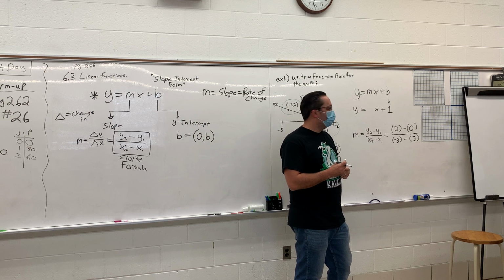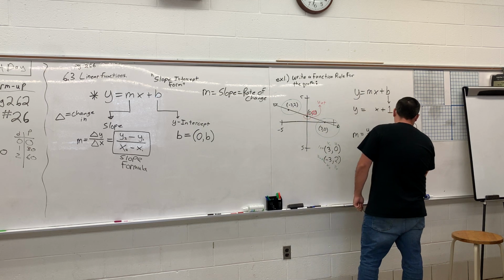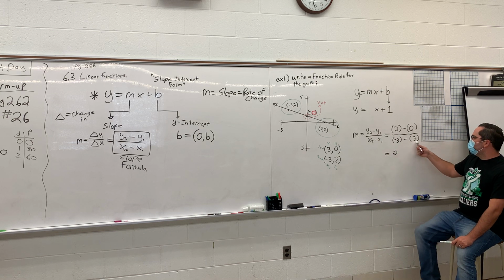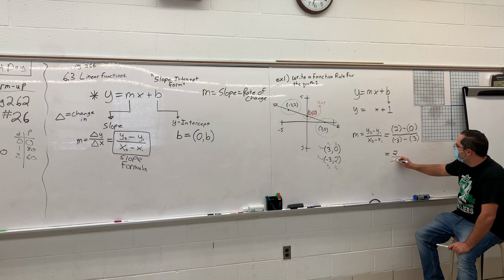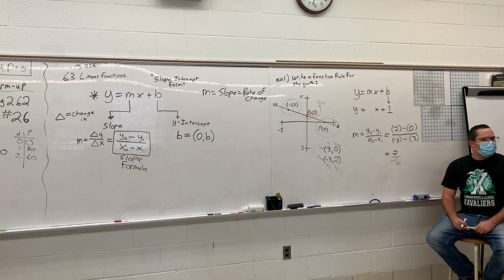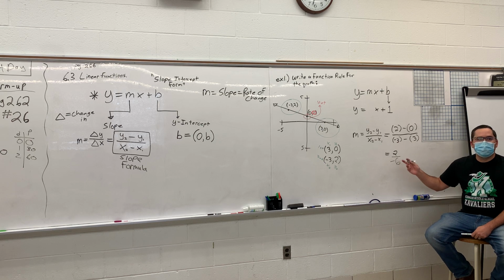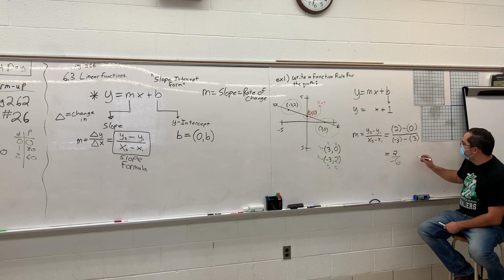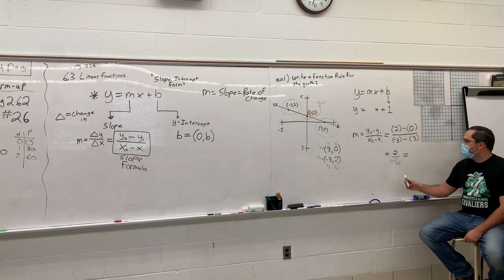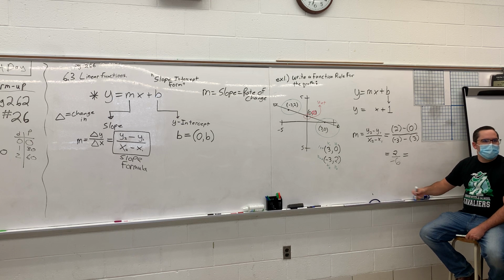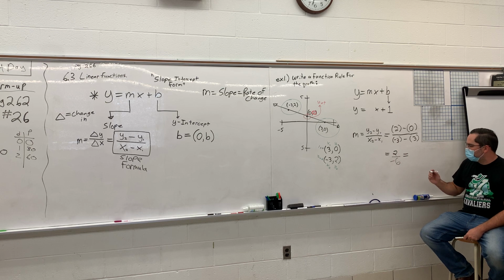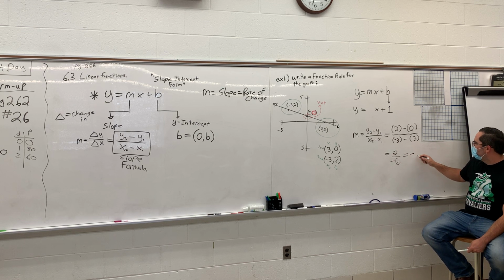Alright, so now we calculate. 2 minus 0 is 2. And negative 3 minus 3 is negative 6. So when you find this, this is your slope. When you find your slope, you want to simplify it or reduce the fraction if you can. You never want this to be a mixed number. You always want it to be either a proper or an improper fraction. So what is 2 over negative 6 equal? 1 over -3.